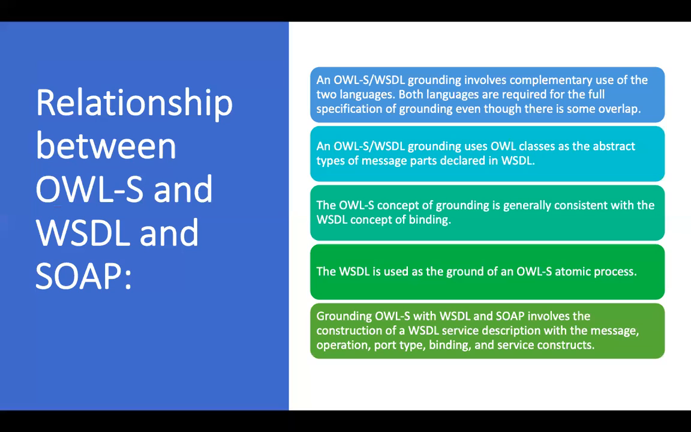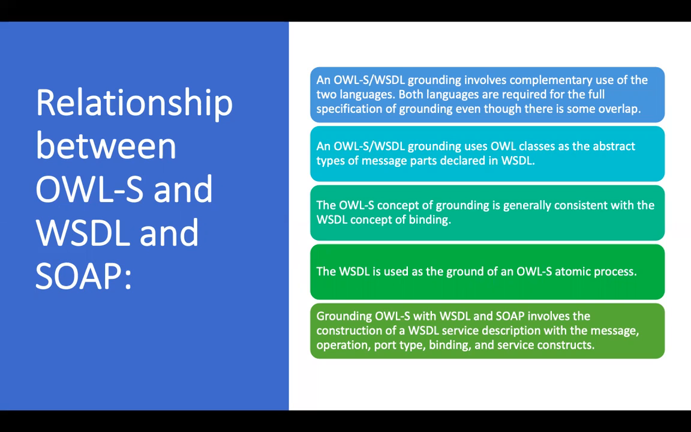In OWL-S and WSDL, grounding involves the complementary use of the two languages. Both languages are required for the full specification of grounding. Even though there is some overlap, Web Services Description Language specifies abstract types using XML schema, but OWL-S allows for the definition of logic-based OWL classes. In OWL-S to WSDL grounding uses OWL classes as the abstract types of message parts declared in WSDL.